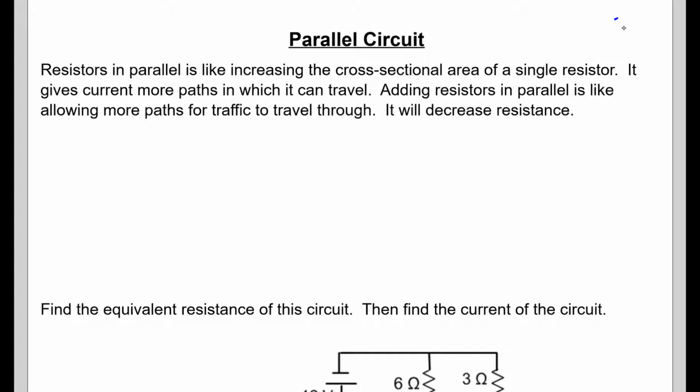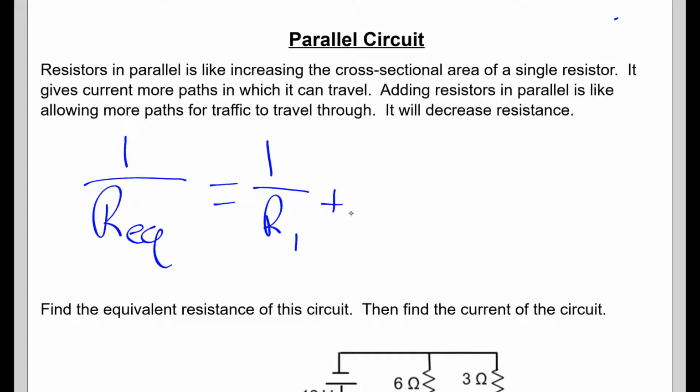The equation isn't as simple as just adding them together. The equation is 1 over Req equals 1 over R1 plus 1 over R2 plus however many resistors you have. You just add the reciprocals.